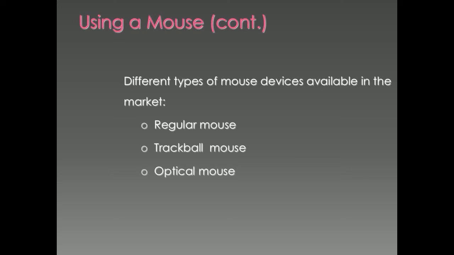There are different types of mouse devices available in the market. A regular mouse has a rubber or a metal ball on the underside. The mechanical movement of the mouse device moves the ball. This movement further moves the pointer on the screen.